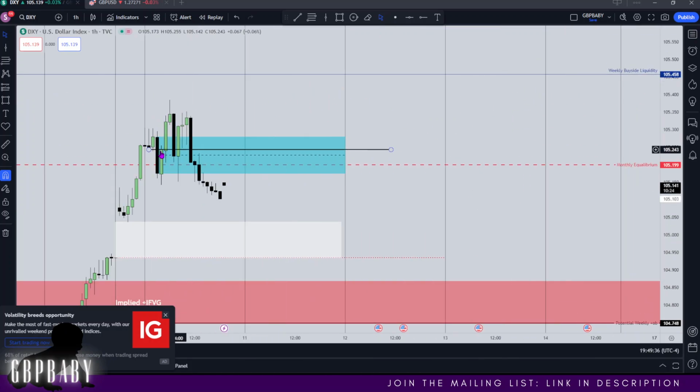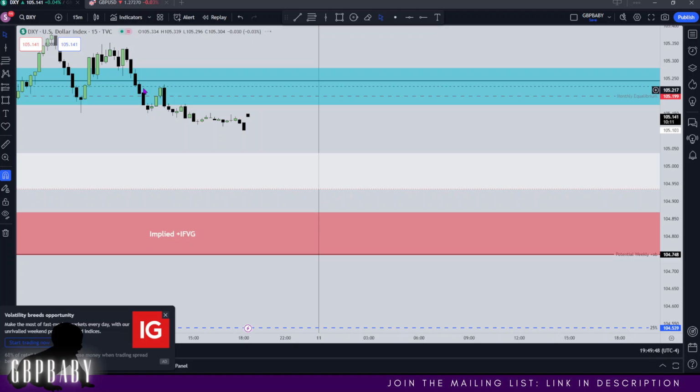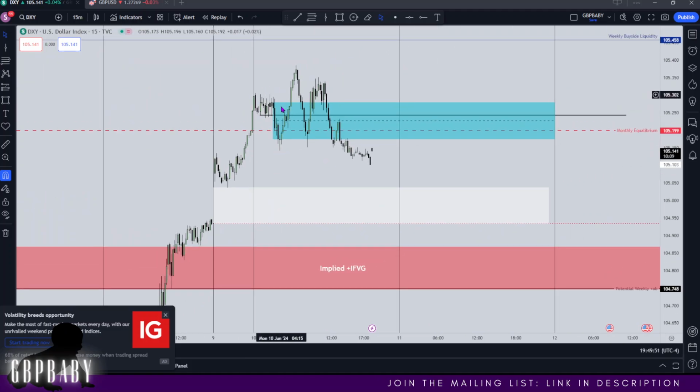But generally speaking, I'm looking at this range. How can this consolidation hold up? Is it going to hold up? And if it does, can we now look at this range to get filled, and then potential lows into this implied inversion fair value gap? So that's everything on dollar. Let's just look at the 15 minute here.